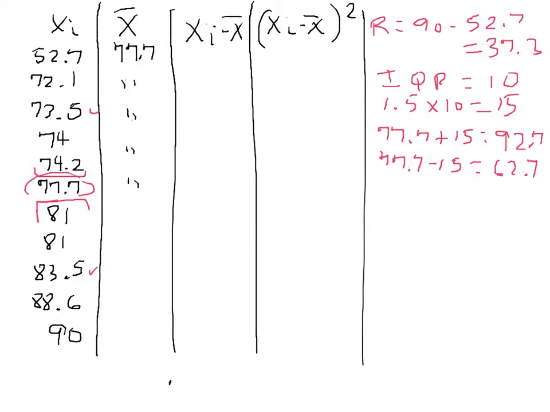And therefore, 52.7 was an outlier because 52.7 was less than 62.7. So we didn't have anything greater than 92.7, but 52.7 is going to be an outlier.